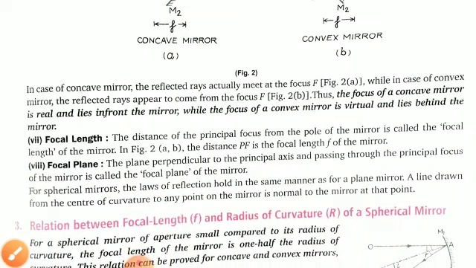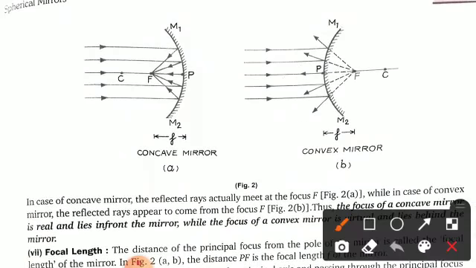For a spherical mirror, the laws of reflection hold in the same manner as for a plane mirror. What does it mean? It means the laws which you use for the plane mirror are equally applicable to the spherical mirror also. A line drawn from the center of curvature to any point on the mirror is normal to the mirror at that point. So if we draw a line from the center of curvature, it is always normal to the mirror, either in the case of concave or convex mirror.